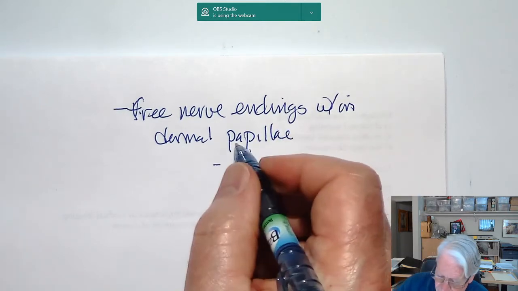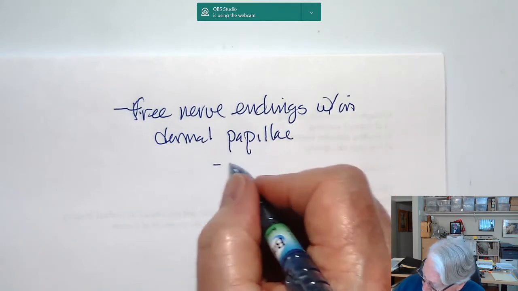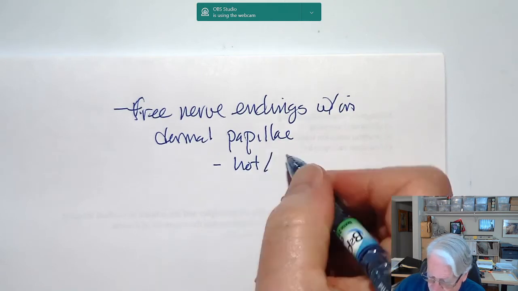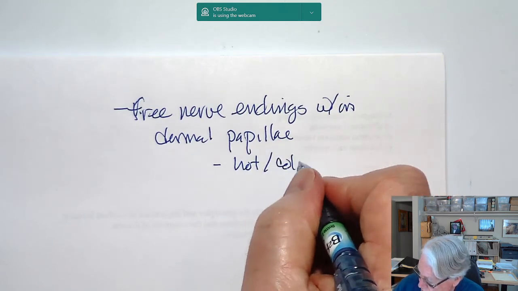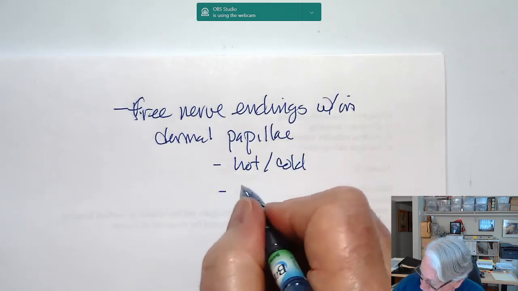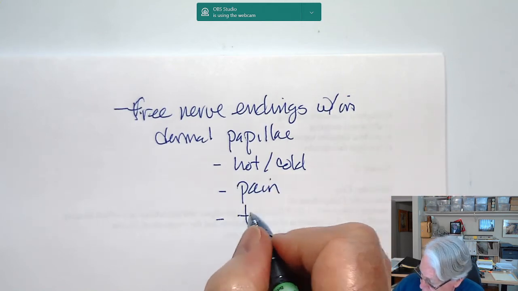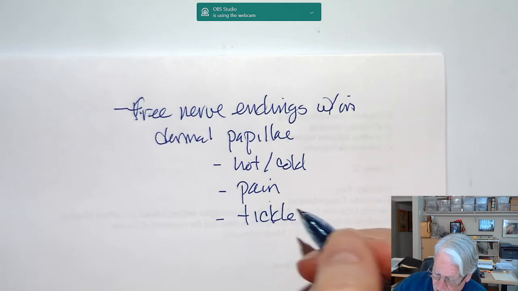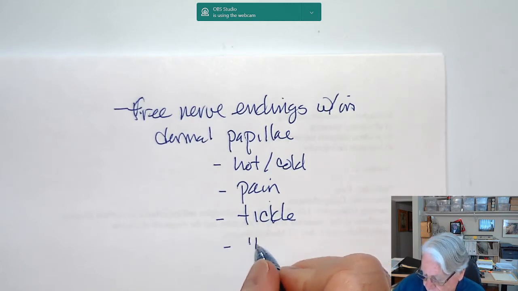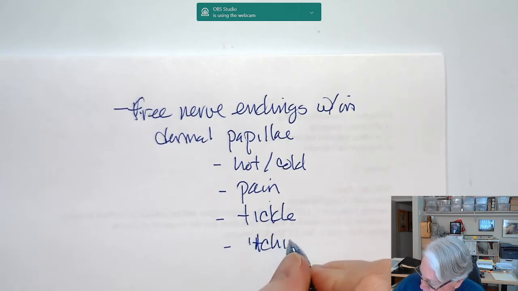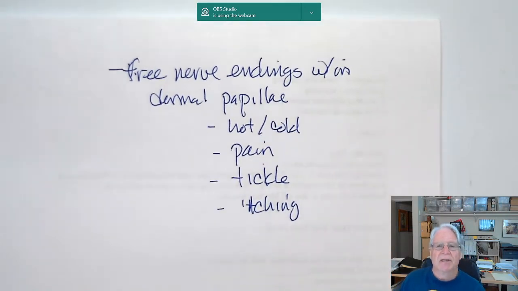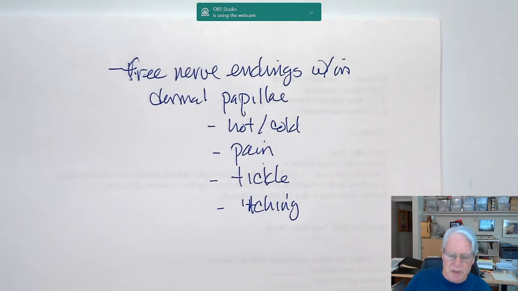And these are going to produce hot. So this is where we feel hot and cold sensations on our skin, where we feel pain, we feel tickling and itching. These kinds of modalities are coming out of those free nerve endings.